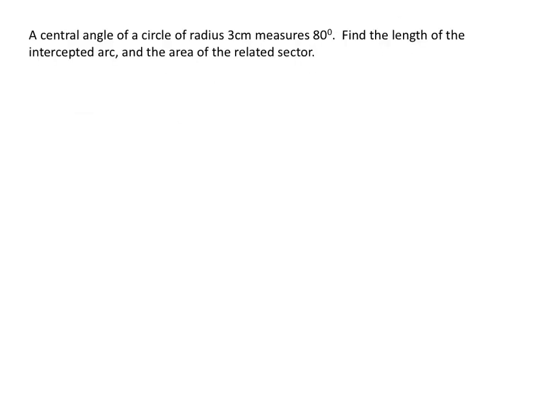Here I've got a circle with radius of 3 centimeters, and I've got a central angle of 80 degrees. I will probably want to sketch that. There's 3 centimeters, there's 80 degrees. I need to find the length of the intercepted arc. That means find this arc length, and then find the sector area.